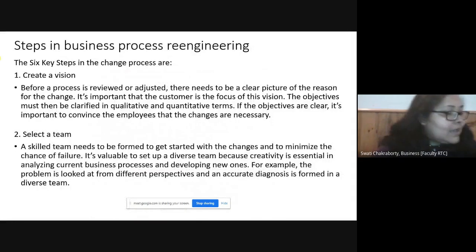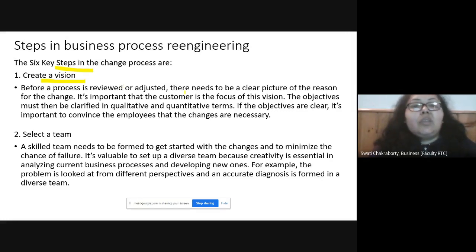There are steps in business process re-engineering. Okay, there are 6 key steps. The first one is to create a vision. First step is there has to be a clear vision, a clear picture of the reason for the change. Why are we going for this change? And once it's decided, then comes up selecting the right kind of people, right team with the right skills.